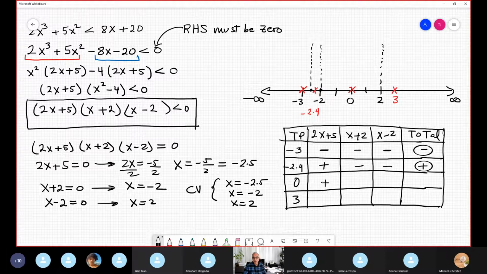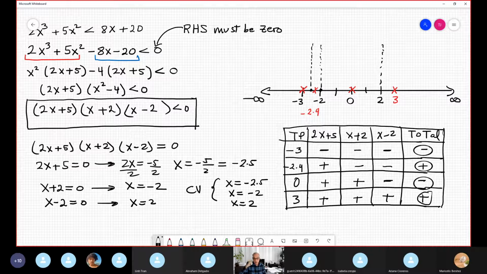0 is positive because it's just 5. 0 is 2, que es positive. And 0 here is negative. 1 negative is negative. Positive 3 is positive, is positive, positive, is positive.